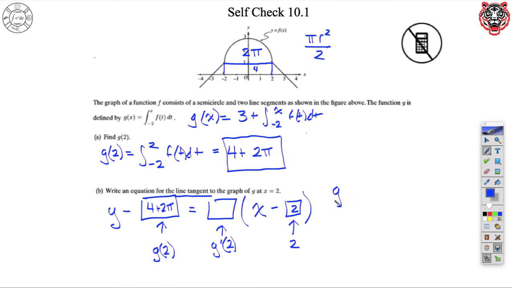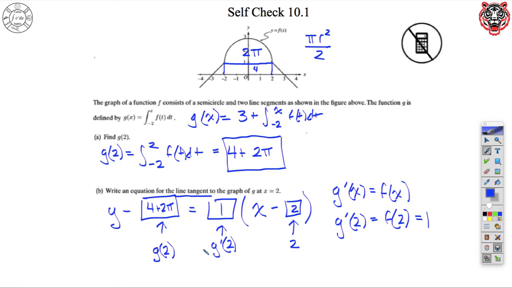And then we need g prime of 2. So we need to find g prime of x. G prime of x is what? F of x. Perfect. Using 10.2 notes. And then from here, we can say g prime of 2 is going to be f of 2. F of 2 means the height at 2. The height at 2, if I come over here, the height of 2 is 1. So I can put a 1 there. And I'm done with one exception.